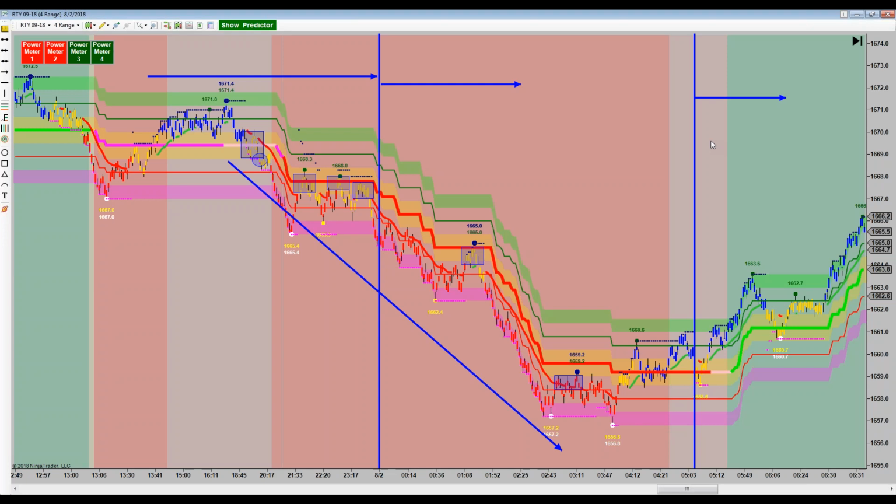What say you, team? Yeah, trend's changed, right? We come up, we pull back, we hold the midband. We come back, we hold the midband, we hold the midband. We push higher here, changing the trend. The background's green.